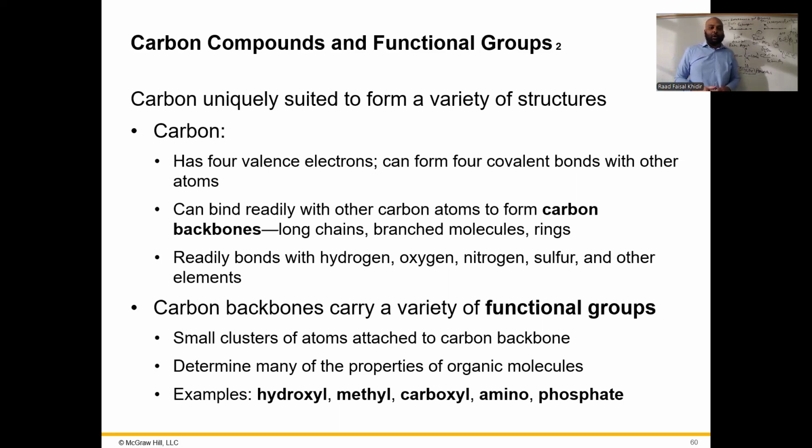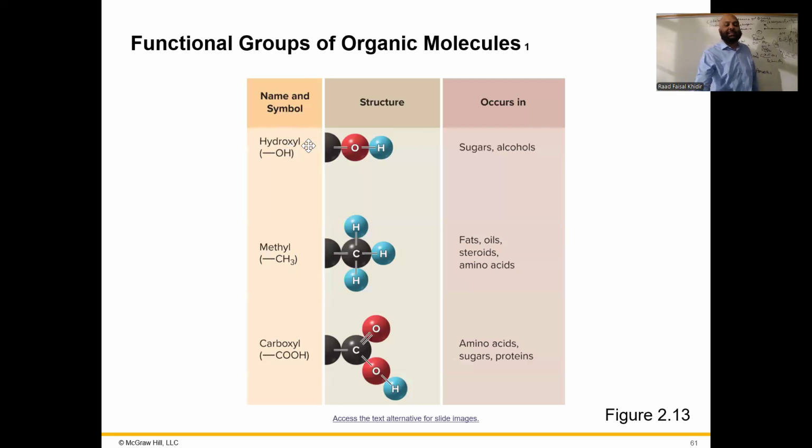The carbon backbones carry a variety of functional groups. These are attached to the carbon backbone: hydroxyl, methyl, carboxyl, amino, and phosphate. We're going to look at that. These are the functional groups. You need to orient yourself with them. So OH, that's the hydroxyl.